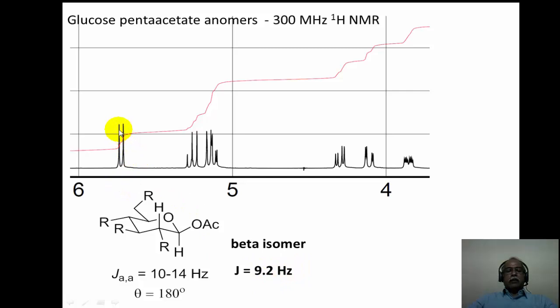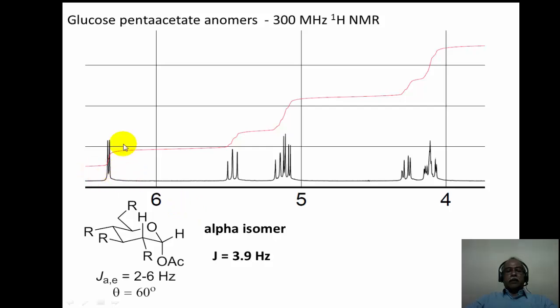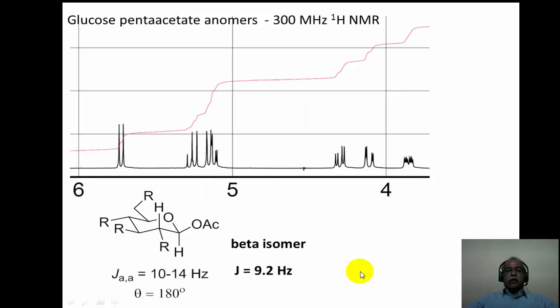In this particular case, the gap between these two lines, which corresponds to the diaxial coupling, corresponds to about 9.2, which is expected in the range of about 10 to 14. 9.2 is close enough. So this is a larger coupling compared to the earlier example of the alpha isomer. So the alpha beta anomers can be easily distinguished based not only on the chemical shift value but on the coupling constant values as well.